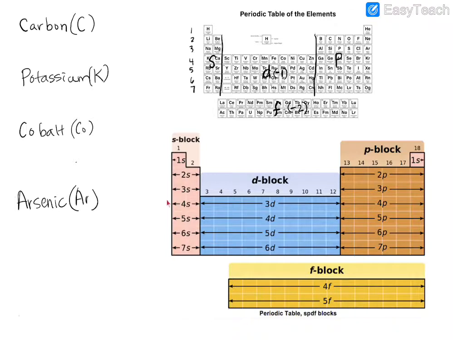And even in this image right here, which I'm sure y'all will come to love, it's very helpful. You can see that carbon is the second element, 1, 2, in the 2p section. So let me tell you this: if it is the second element in the 2p section, then you're going to know exactly where you should end up in your electron configuration.